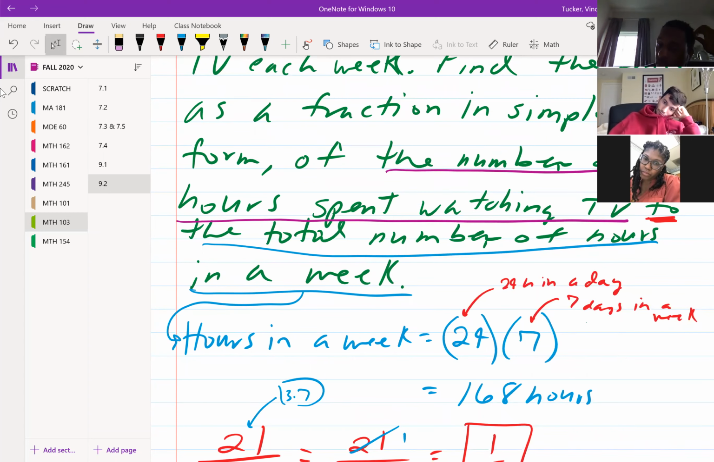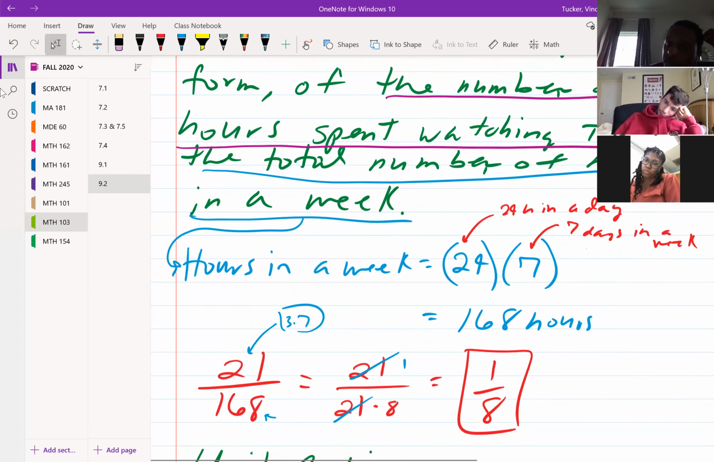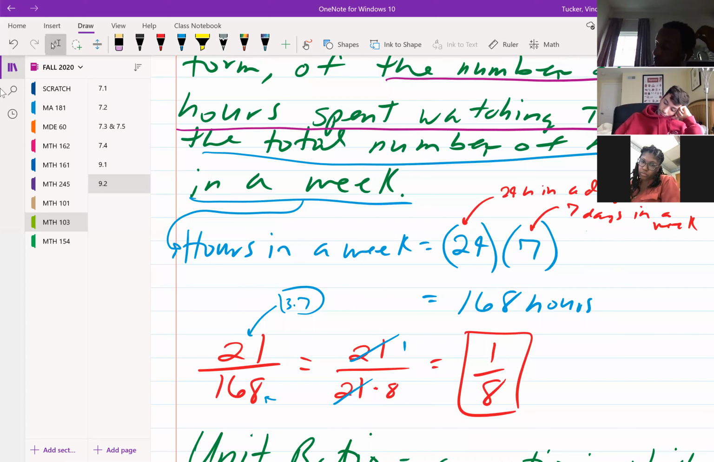All right. So the 168 is our bottom number. 21 is the top number, and then you reduce accordingly. And 21 can divide into 168 evenly, and that is by 8. So that'll leave you with 1/8 as your most simplified fraction.